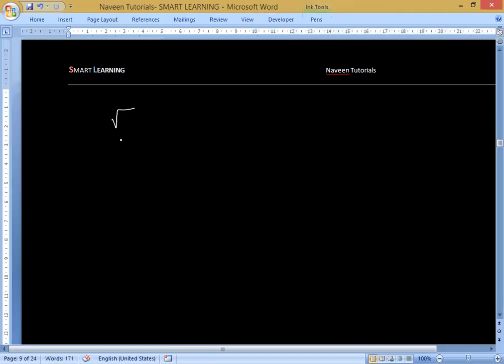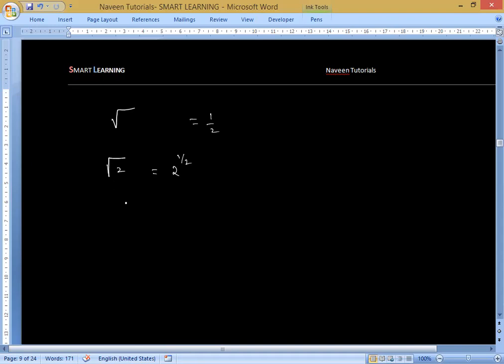We are calling this a square root, or root. The value of root is 1 by 2. For example, if I have written root 2, the square root of 2, I can write this as 2 power of 1 by 2. If I am writing root 2, it means 2 power of 1 by 2.